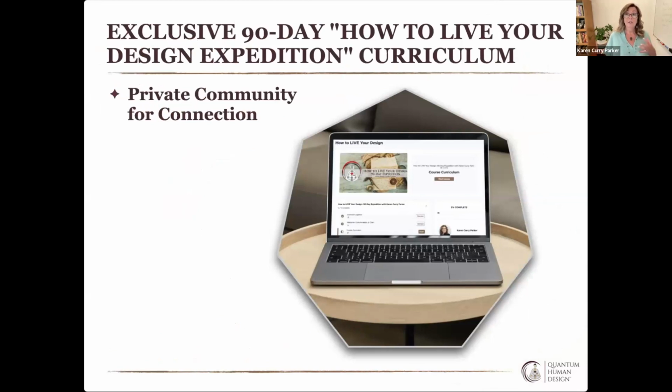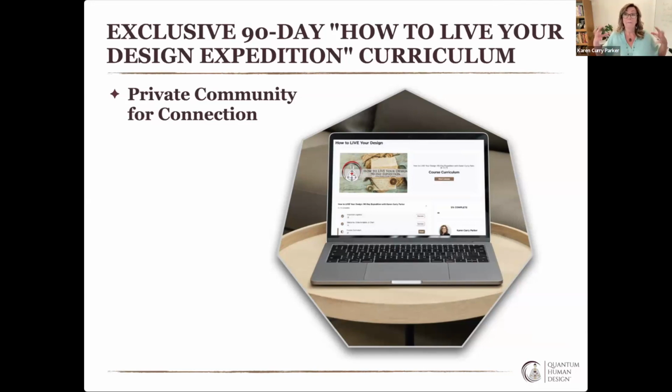In the Understanding Human Design community, the very foundation of the community is a process we call the expedition. We have an exclusive 90-day curriculum called the Expedition Curriculum. In it, we walk through in great depth, in course materials, understanding your type, understanding your strategy, understanding your authority, how to live it, and what it looks like.